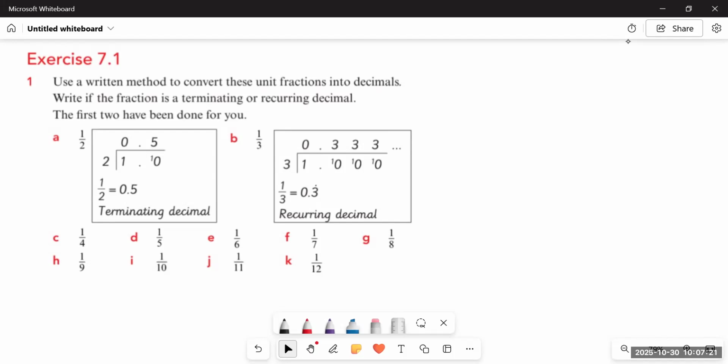This is Cambridge Lower Secondary Book 8 and today we are starting with chapter number 7, fractions. And we have done a lot about fractions in earlier grades, and today we are going to do something different related to fractions. So let's see what questions are given.